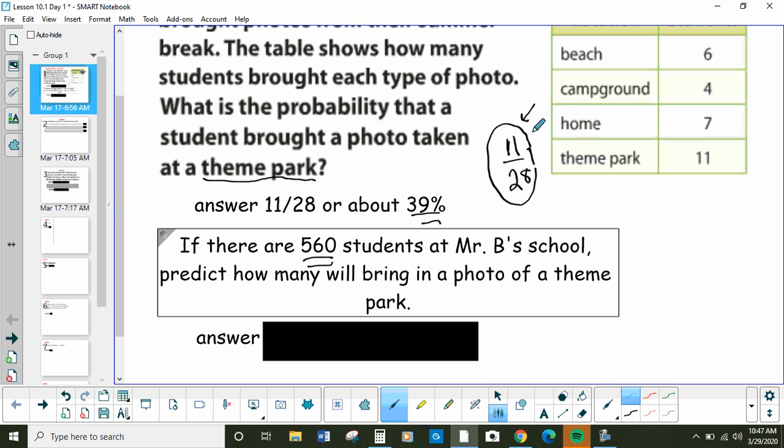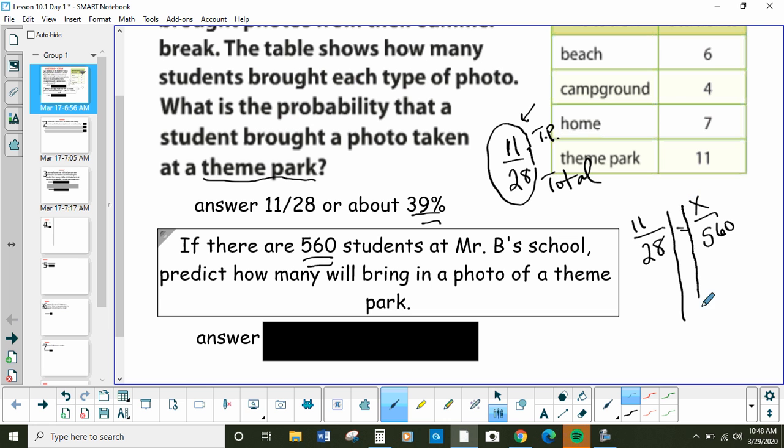So if 11 people brought theme park pictures out of 28 total, here's our question now. What if there were 560 students total? How many, theoretically, would bring a theme park picture? And just like most problems we've been doing all year, that's another proportion problem. If 11 brought theme park out of a 28 total, this question is asking us how many, or x, would bring for 560 total, right? Theme park over total equals theme park over total.